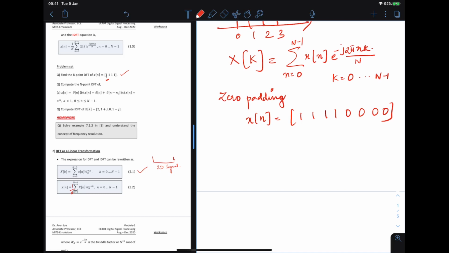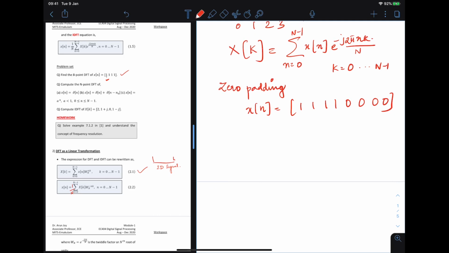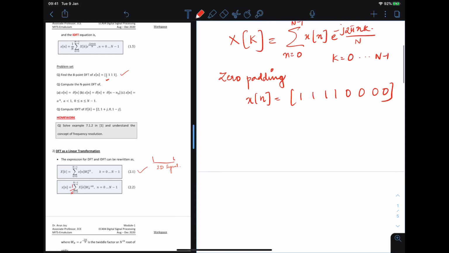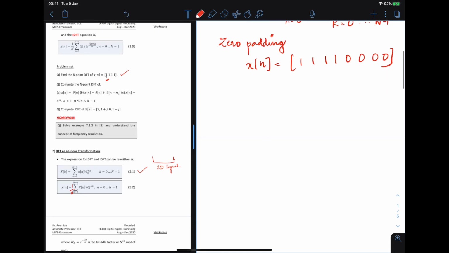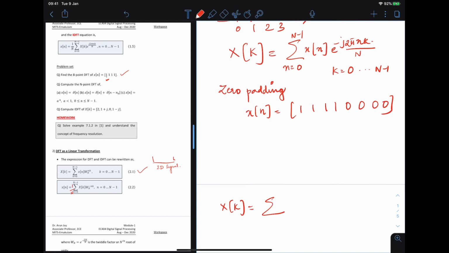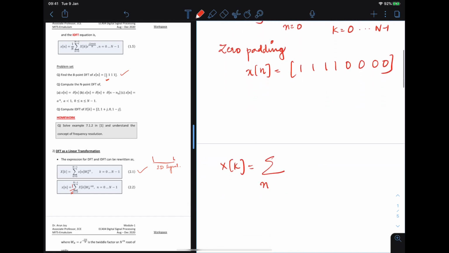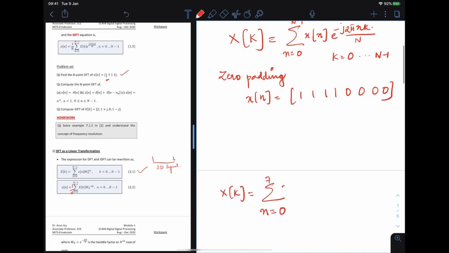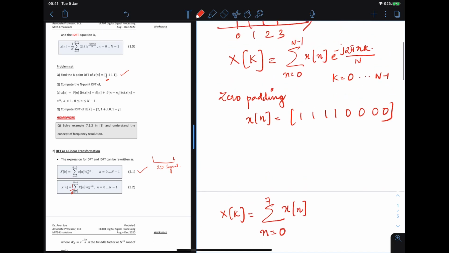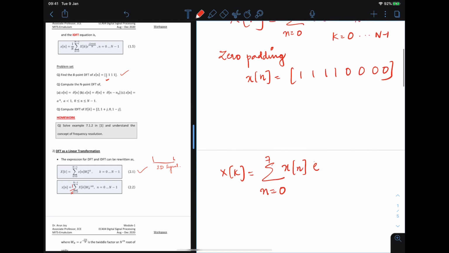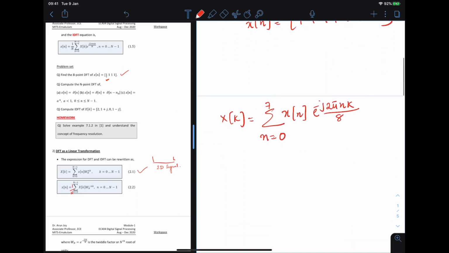in the simple substitution method. That is, X of k equal to summation n equal to 0 to N minus 1 x of n e raised to minus j 2 pi n k by N. That we are going to substitute. So X of k equal to summation, our N value is 8. So your equation is going to be n equal to 0 to 7 x of n e raised to minus j 2 pi n k by 8, and k ranges from 0 to 7.